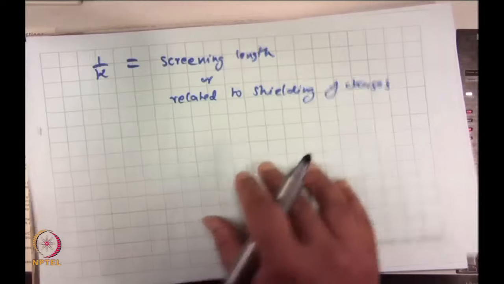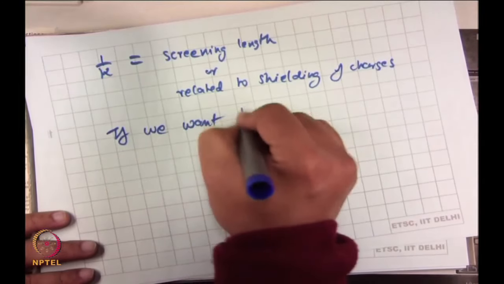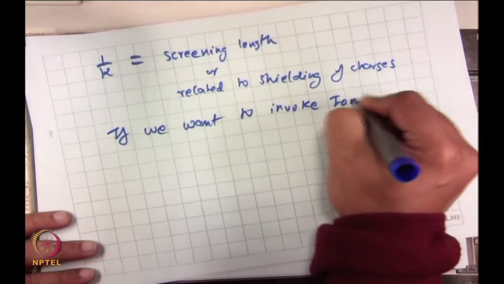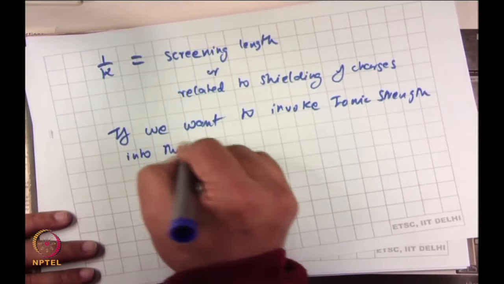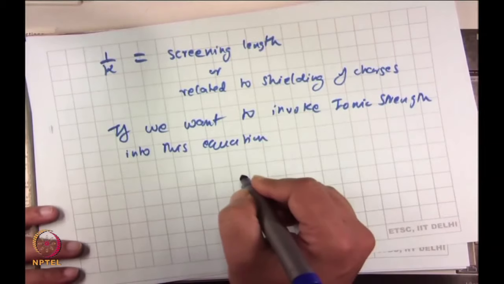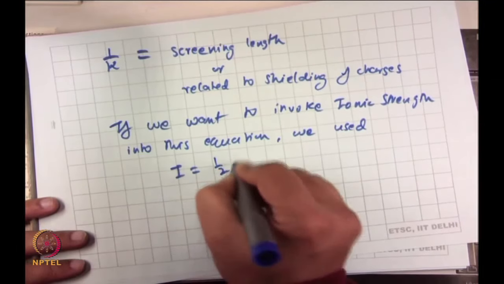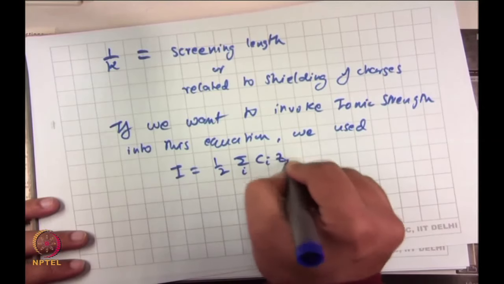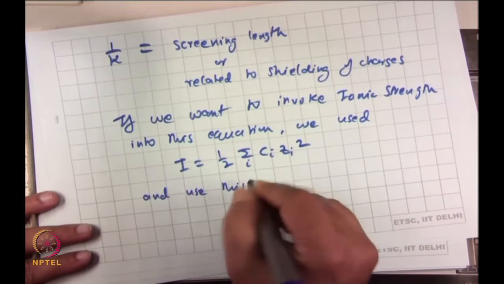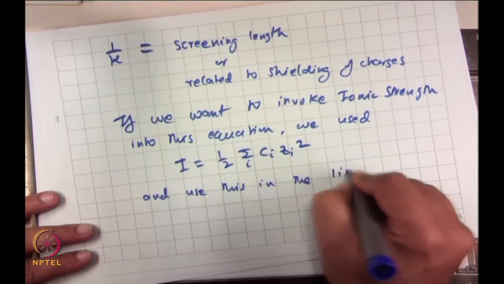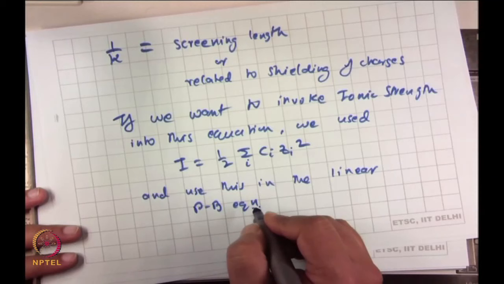So, that is our next point. What I can now say is that if we want to invoke ionic strength into this equation, we use I is equal to half sigma I C I Z I squared, right, and use this in the linear Poisson-Boltzmann equation to get a relation between kappa and ionic strength.